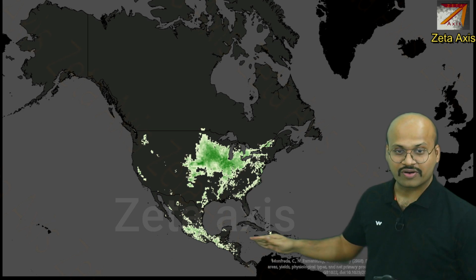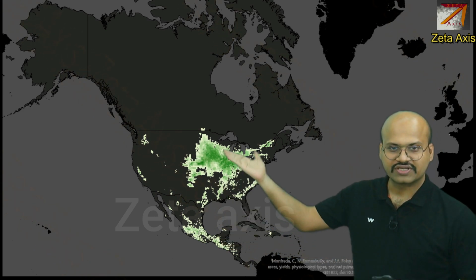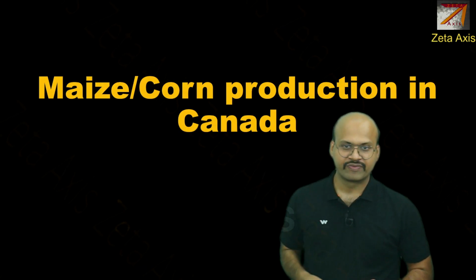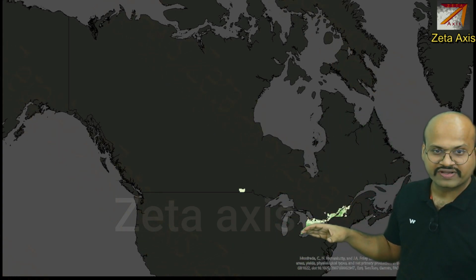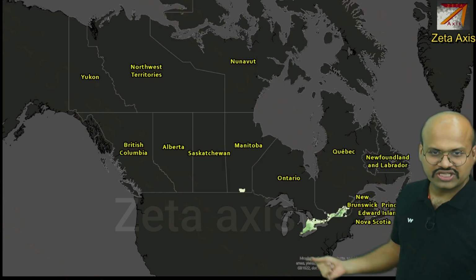We can see this is the region of maize production in North America, and we can see that the line of cancer will pass somewhere from here, and most of the production occurs in this region. There are also states in Central America which produce corn. If we start with Canada, then we can see that corn is produced in the southern states of Canada. Most of the production in Canada is confined to these states.